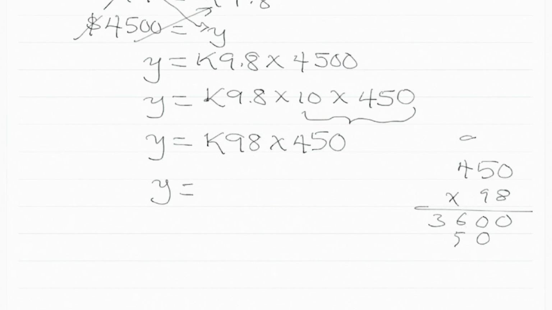We said 9 times 5, 45. We say 5 carry 4. Then we have 9 times 4, 36. 36 plus 4 is 40. So you have yourself there like that.